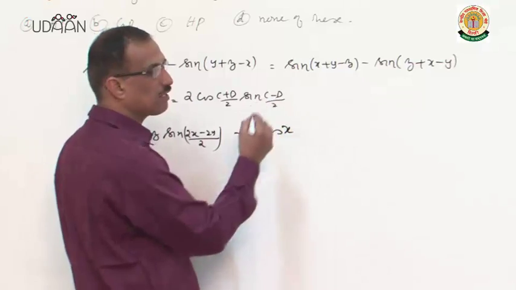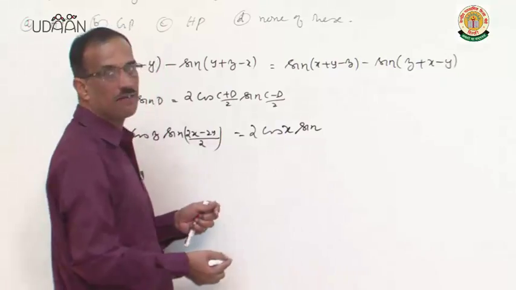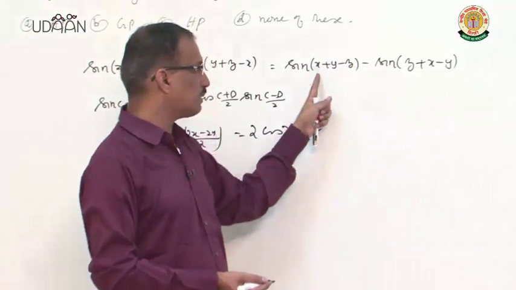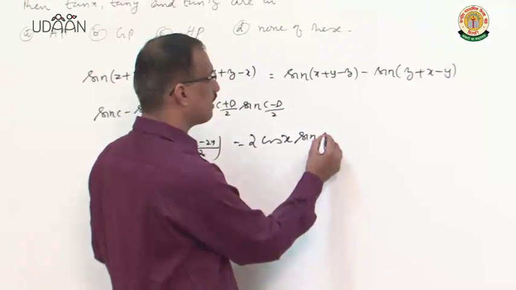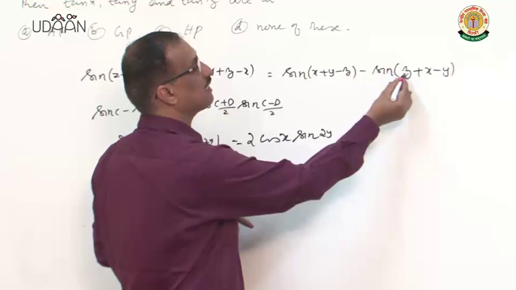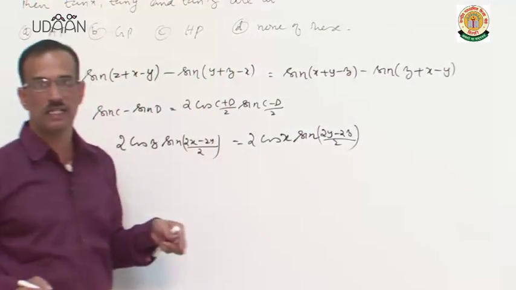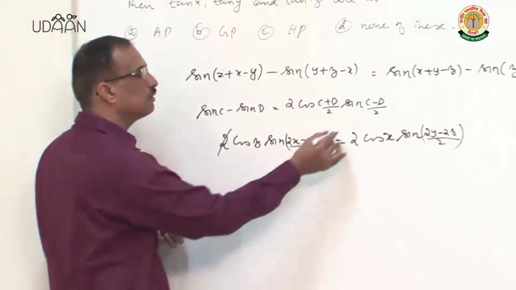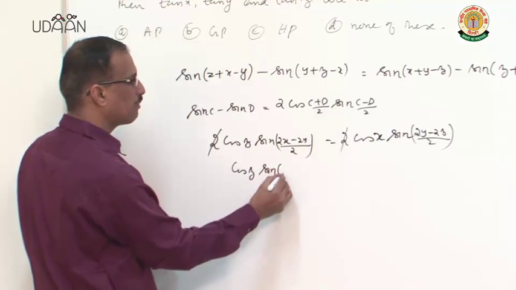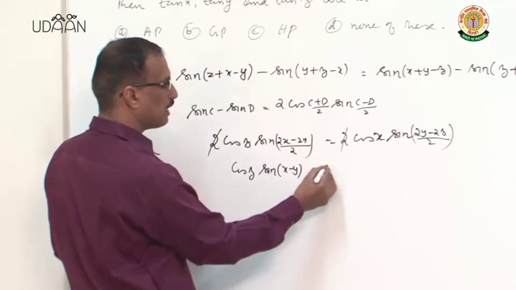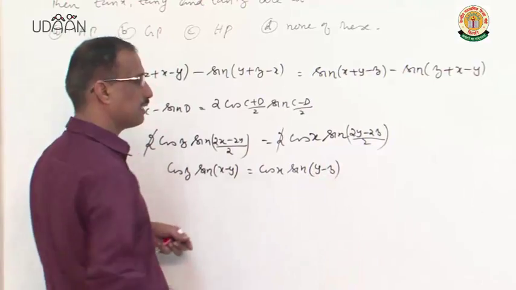So, 2 cos 2x by 2, that gives us cos x into sin of this minus this minus this. x and x get cancelled, y minus of minus y gives us 2y, and then minus z, this becomes minus z. So, minus 2z by 2. Now these 2 and this 2 get cancelled. So, cos z sin of x minus y equals cos x sin of y minus z.